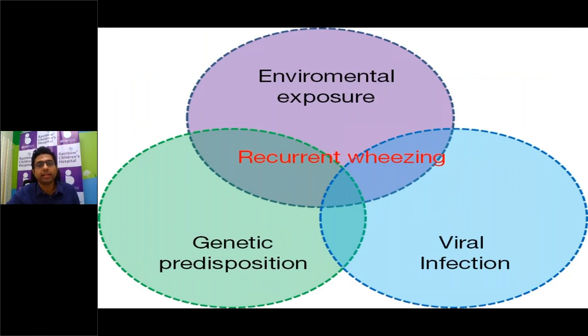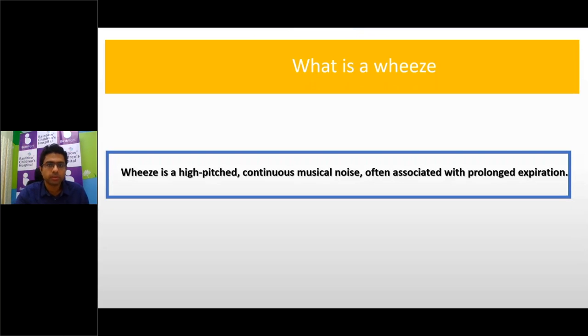So when is wheezing recurrent? When there is an interplay of all these factors, genetic predisposition with viral infections with the surrounding environment, all these three play an important role for children to have recurrent wheezing. So now what is wheeze? It's a very simple undergraduate definition, but very important from the point of view of how parents perceive this. Wheeze is a high-pitched, continuous musical noise, often associated with prolonged expiration.